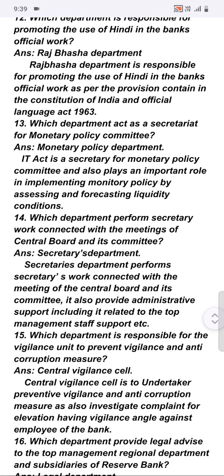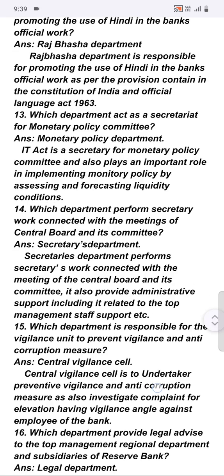Moving towards question number 14. Which department performs secretarial work connected with the meetings of the Central Board and its committees? So the answer is Secretaries Department. Secretaries Department performs secretarial work connected with the meetings of the Central Board and its committees. It also provides administrative support related to the top management, staff support, etc.